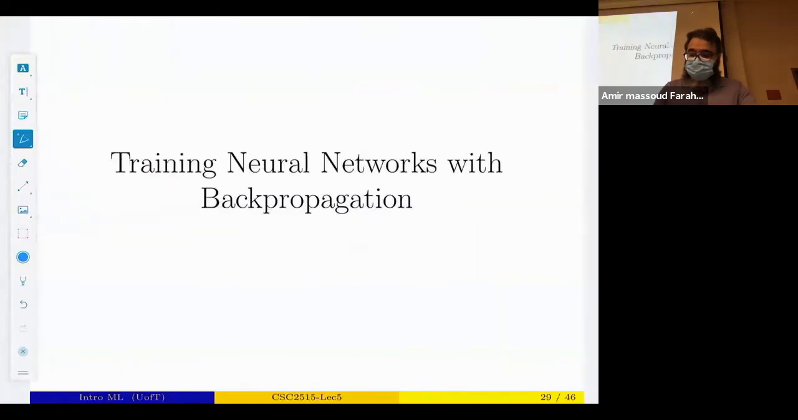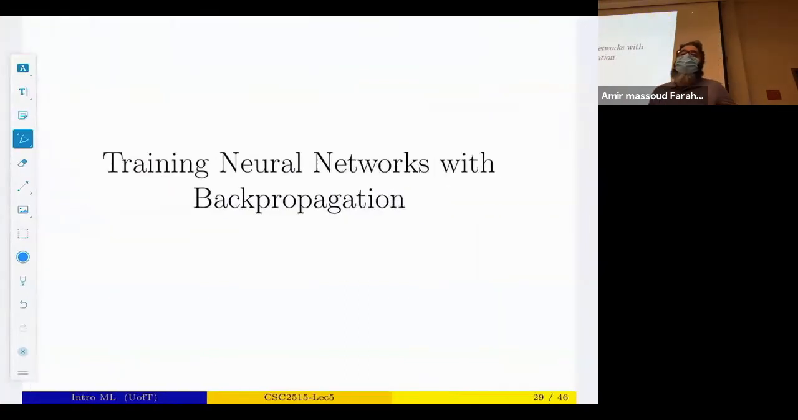Okay, so the next step is how we should train neural networks using a technique called backpropagation. So, backpropagation, maybe a bit of history. I think I mentioned last time that something like neural networks has been there from the beginning of what we know as AI.